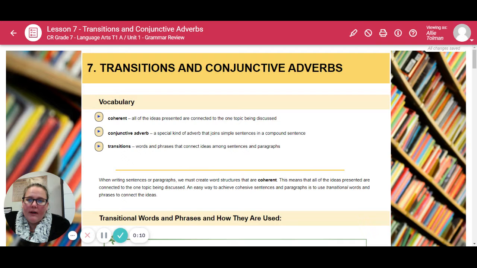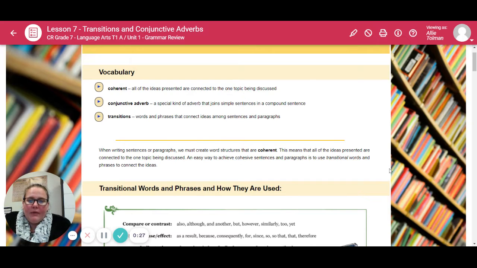We are going to get started right now on our Unit 1, Lesson 7, Transitions and Conjunctive Adverbs. Again, we are starting with vocabulary. Grab your notebook and be ready to put this vocabulary down in your notebook. Again, this helps with the questions below as well as any tests or quizzes you have coming up.